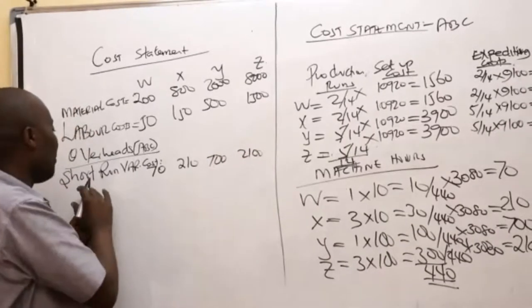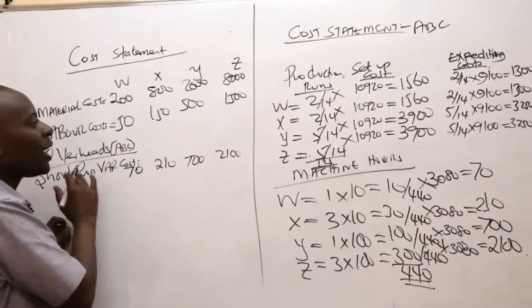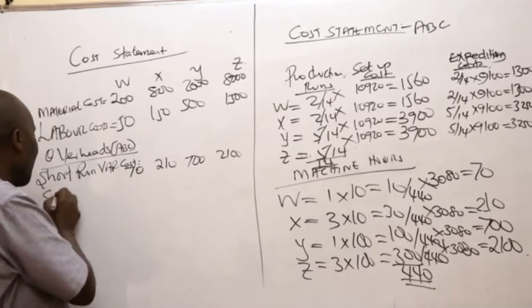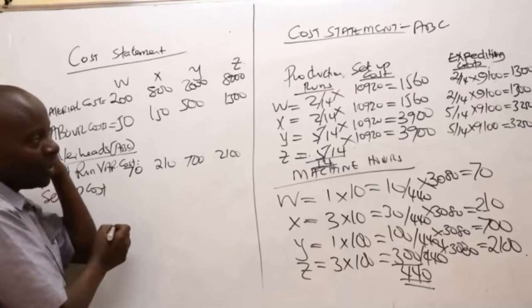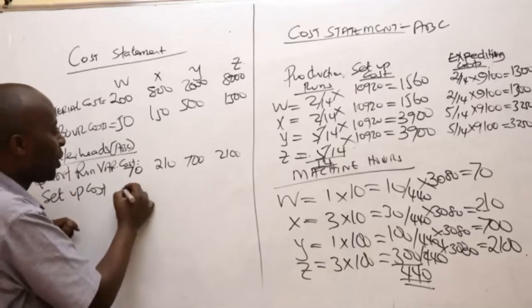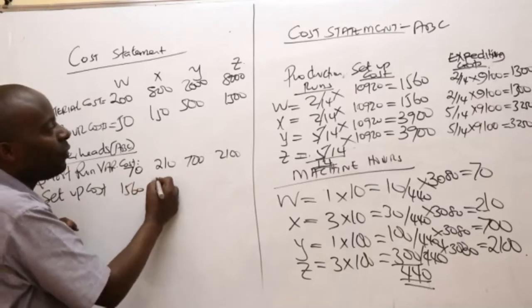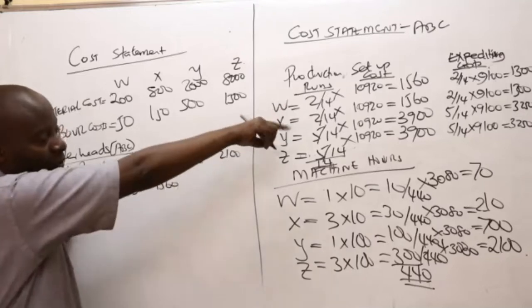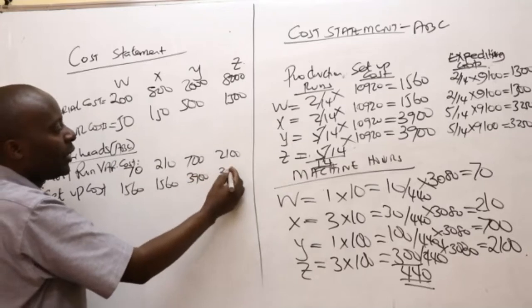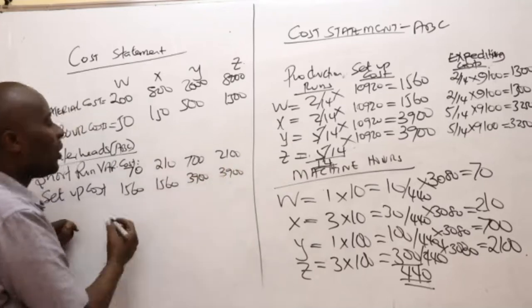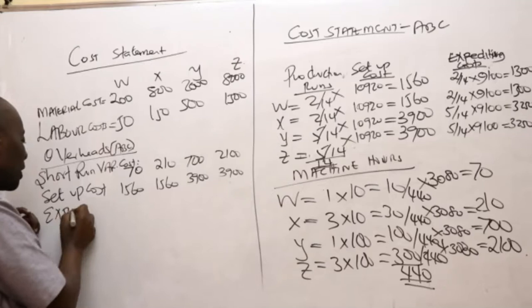Ladies and gentlemen, apart from short run cost, we have others, like now we have the setup costs. So the setup cost, ladies and gentlemen, what do we have over there? Setup cost, we have 1560. Then 3,900. We have 3,900.